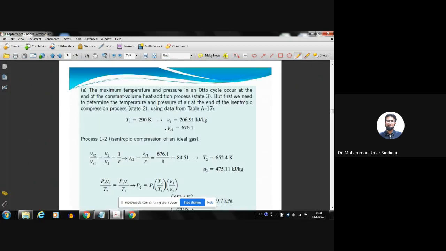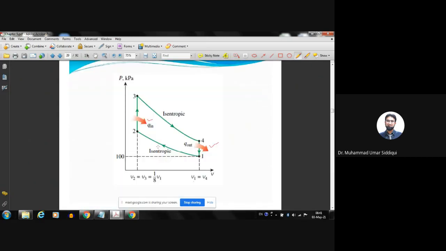Okay, so let's just start with the solution. First of all, 1 to 2 is an isentropic process. Since it is an isentropic process, you're going to use table A17. So A17 is for isentropic processes. Now here we have the volume ratio. The compression ratio is basically the ratio between the volumes. So we know V1 by V2. So this is known. This is actually 8. So when we know the volume ratio, we are going to use the VR value to determine T2.